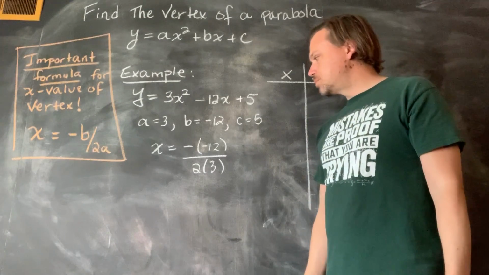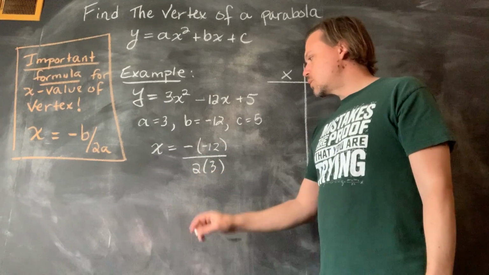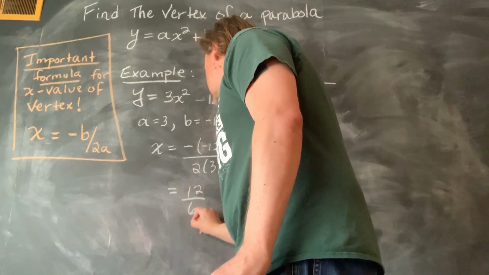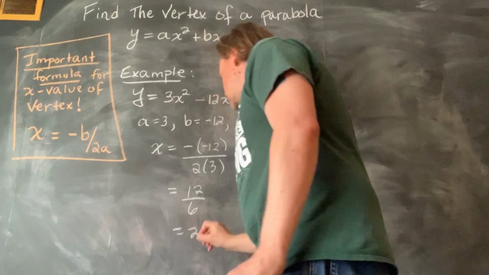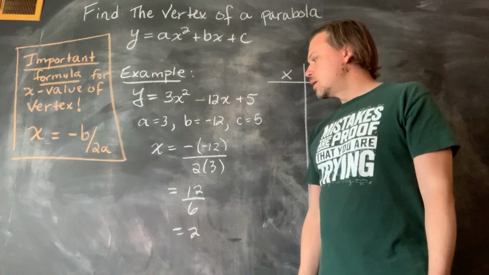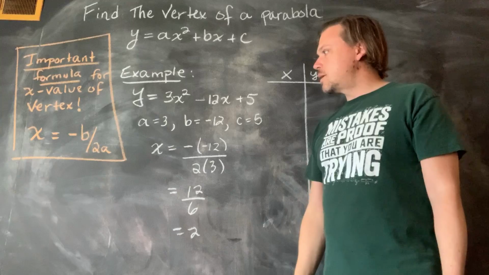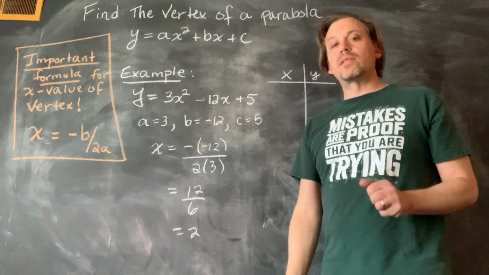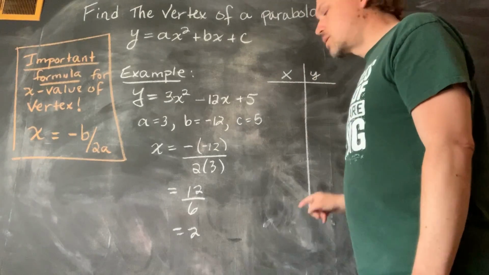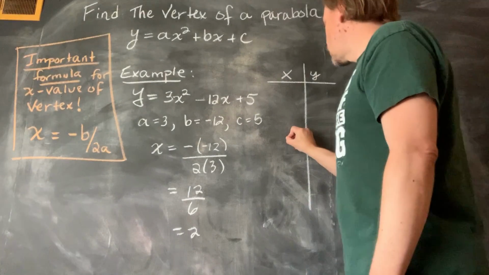And when I do that, a negative of a negative value is positive. 2 times 3 is 6. So I have 12 divided by 6, which is 2. That's the x value of my vertex. Well, I can find the y value by just substituting 2 in here. And I'm going to go a step further here. I'm going to actually graph this parabola. And I'm going to take this x value of 2 and put it on my x, y table, my input-output table. I'm going to put 2 right in the middle of the table.